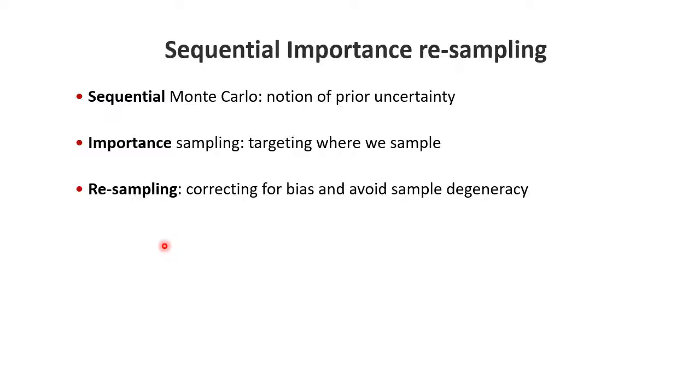So, sequential importance resampling in recap: it's a lot of dense information in a few slides, but I hope you got an appreciation of the power of these ideas and the idea of continuous data assimilation. Data assimilation is a big word, but it has many forms, and essentially they're all forms of Bayes' rule. I do believe that sequential importance resampling honors Bayes' rule to the largest extent. It is sequential because it's sequential Monte Carlo. It relies on importance sampling, targeting the sampling of the distribution in a certain area, and resampling is correcting for bias and avoiding sample degeneracy.